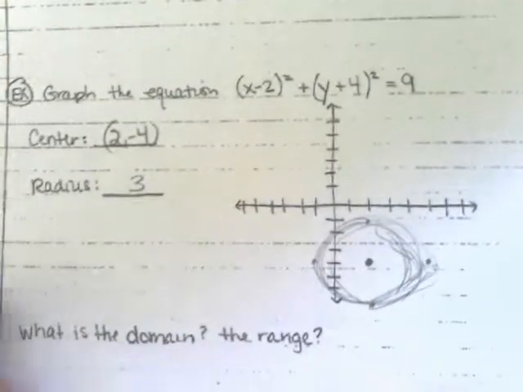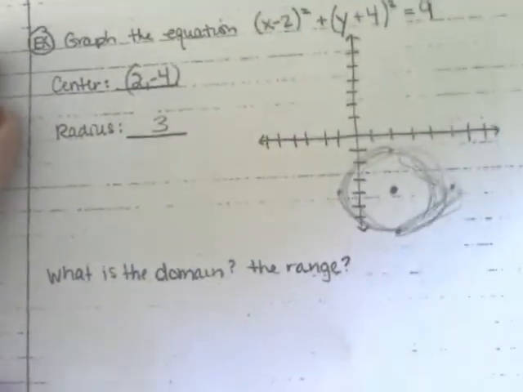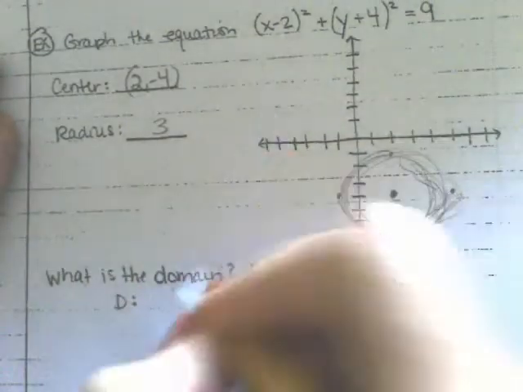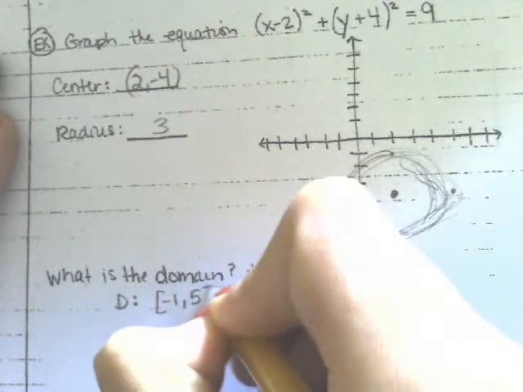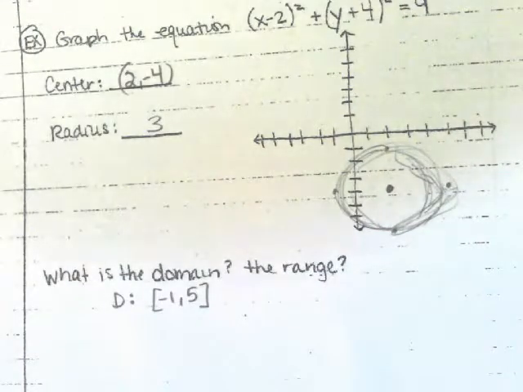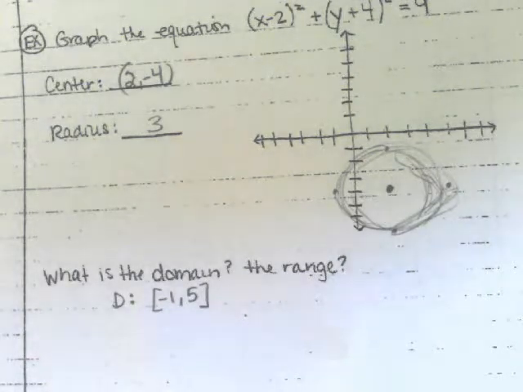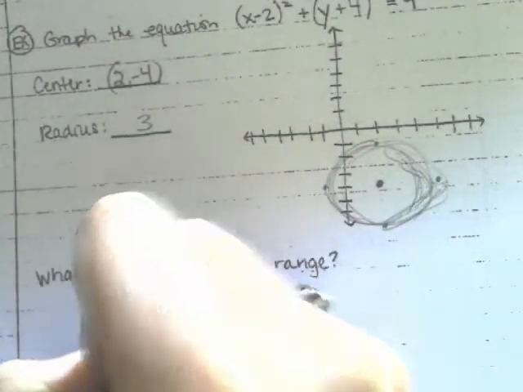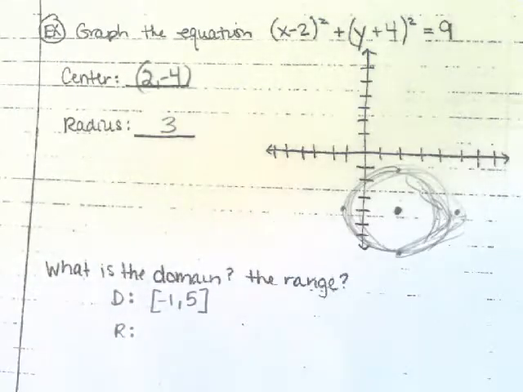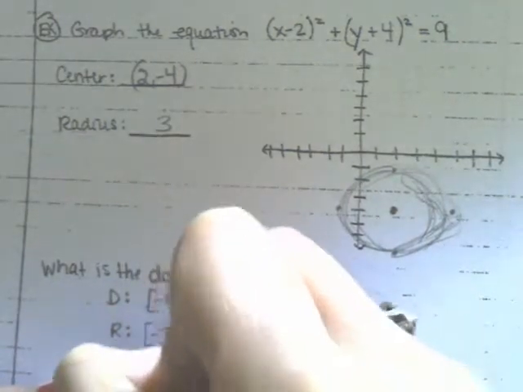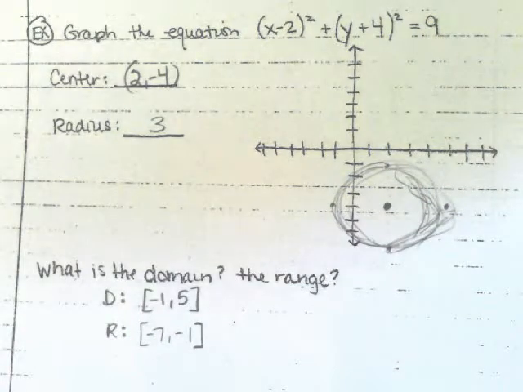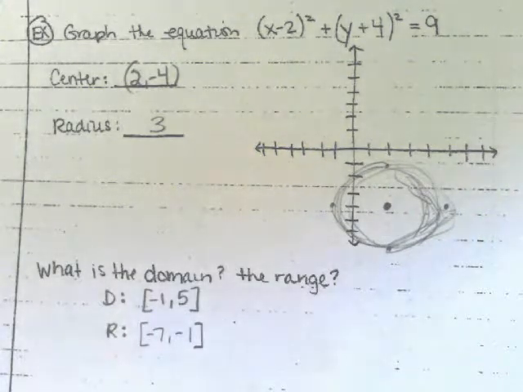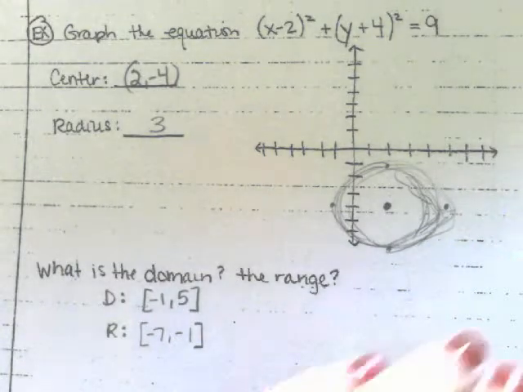Okay, what is the domain of this? Aniela? -1 to 5, and I'm using brackets because it actually reaches -1 and it actually reaches 5. And the range, Haley? -7 to -1. Good. So the range comes right to the lower one, 4. For interval notation in general, you always start with the smaller to the bigger. Anything else?